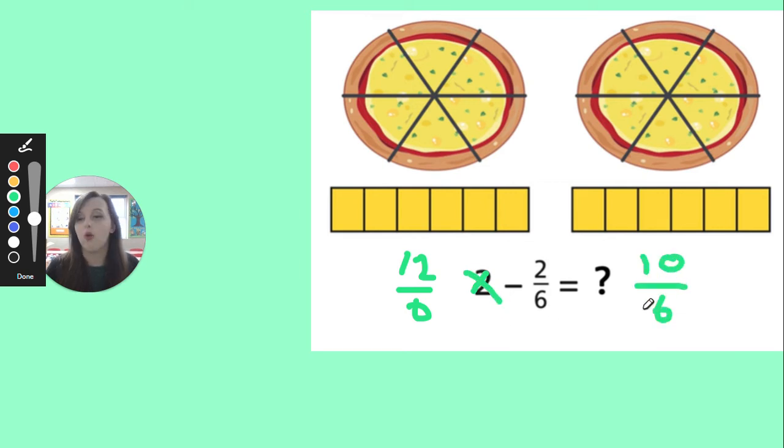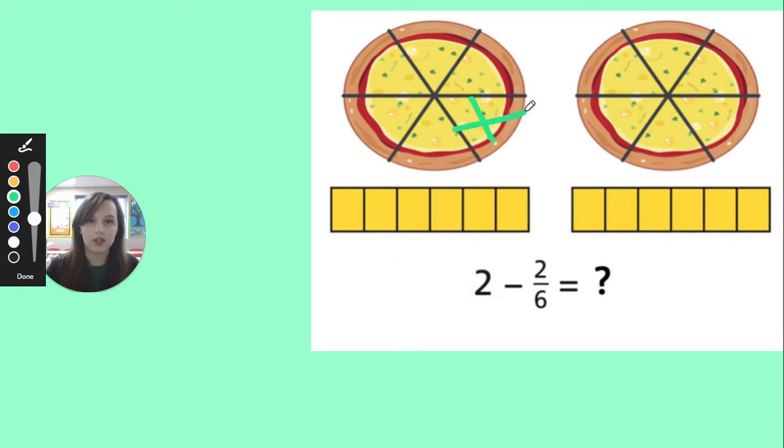Let's check all of these methods give me the same answer. If I cross off my 2 pizza slices and count up what's left, 1, 2, 3, 4, 5, 6, 7, 8, 9, 10. I have 10/6, 10 slices.